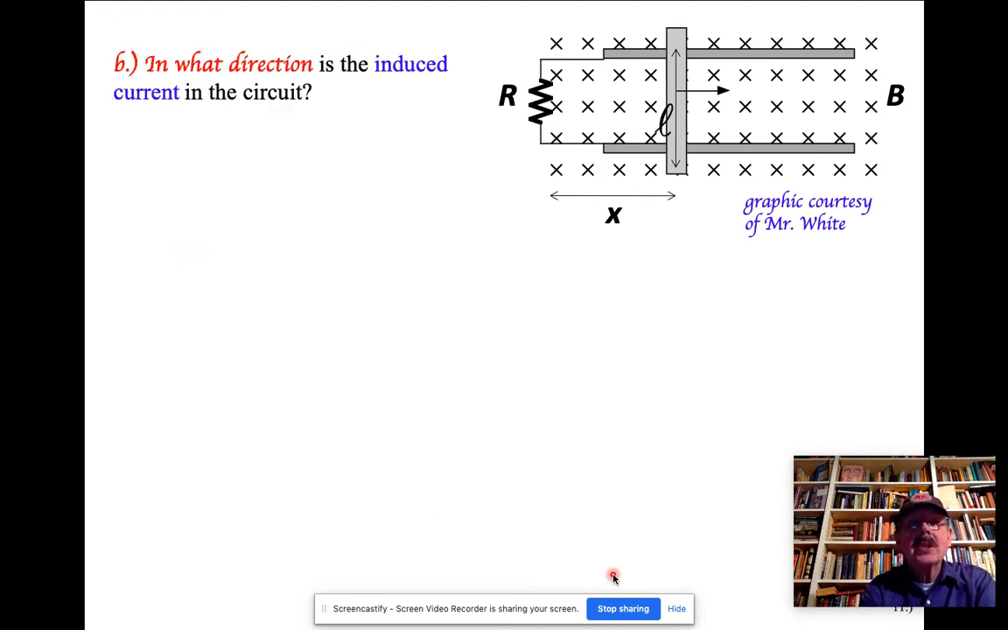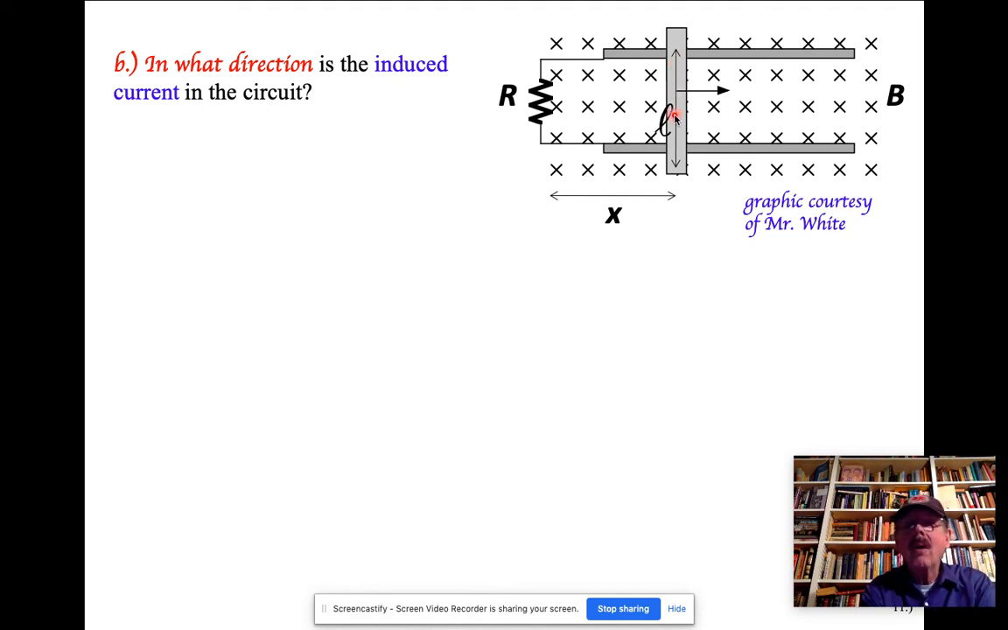In what direction is the induced current in the circuit? Well, you've got a current in a magnetic field. You know that F equals IL cross B. So you could use that to figure out the direction of the force on the charges moving across here. To do that, you'd have to figure out what the direction of the charge flow would be.